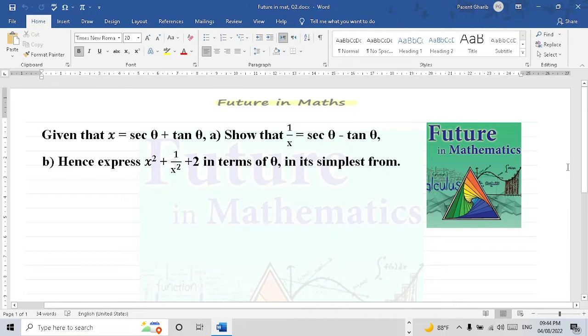Given that x equals sec theta plus tan theta, part A: show that 1 over x equals sec theta minus tan theta. Part B: hence express x squared plus 1 over x squared plus 2 in terms of theta in its simplest form. Part A.